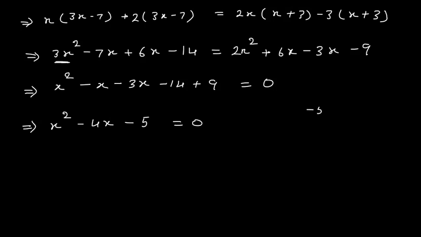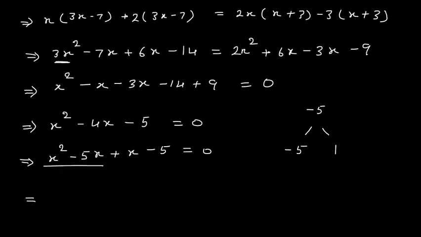Now I have to take the factors of minus 5. So the factors of minus 5 are minus 5 and plus 1. Their addition is minus 4 and their product is minus 5. So this will give me x square minus 5x plus x minus 5 is equal to 0.